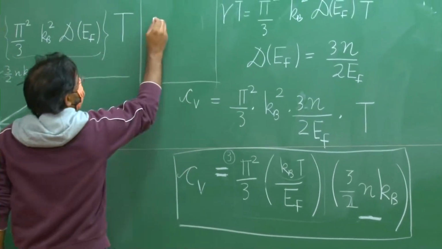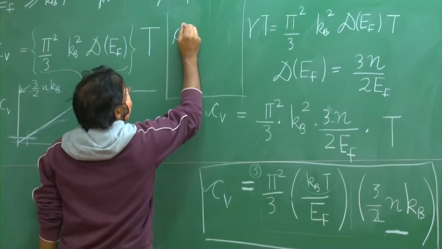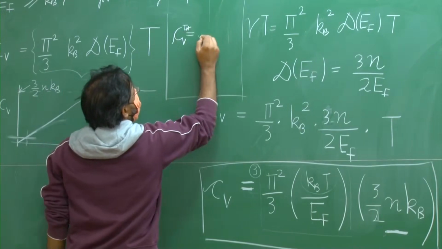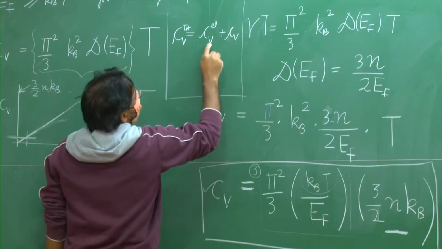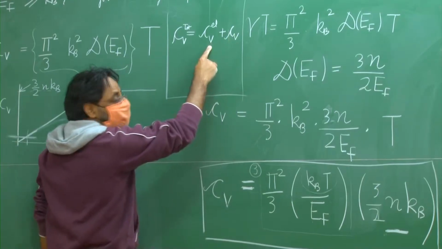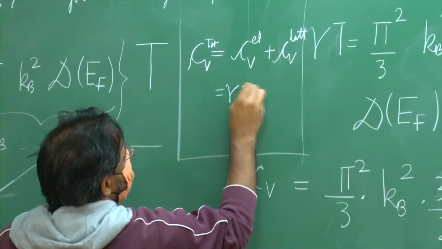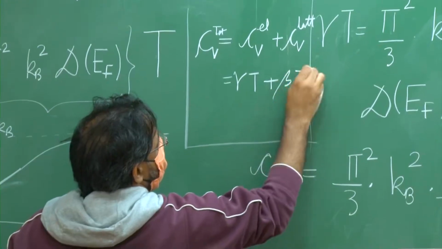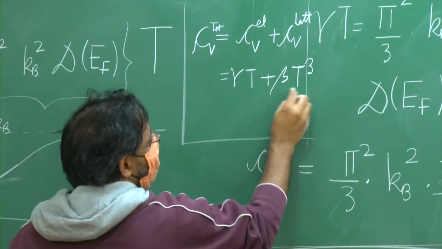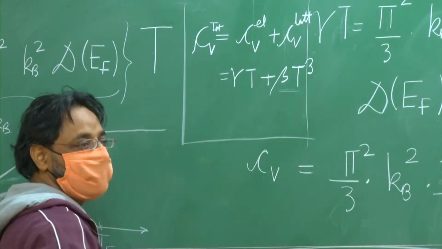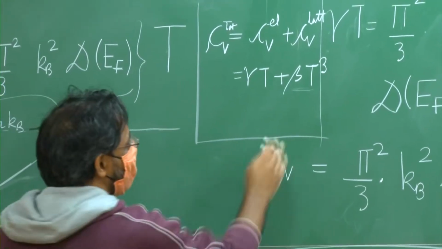And at very low temperatures, what is going to happen? So, this is your C total. So, CV total is equal to CV electronic plus CV lattice. By the way, this V is at constant volume. So, this is gamma T and this is beta T cube, right. So, in fact, there is a temperature below which your electronic specific heat will be even larger than the lattice specific heat, because the lattice term is going as T cube.